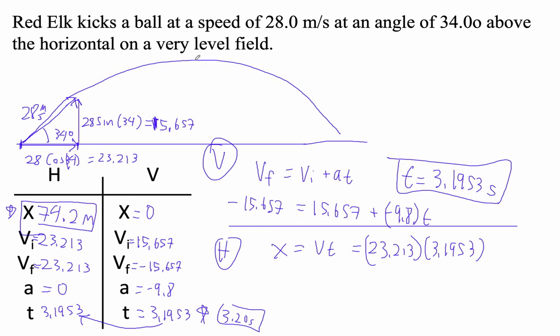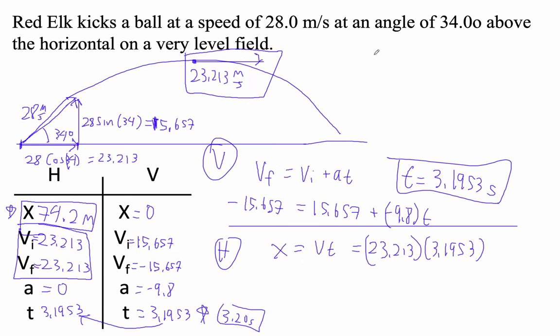Let's answer the question, what is the speed at that height? At the top, it's going to be moving perfectly horizontally. It has no vertical velocity, because if it did, it wouldn't be at the top. So the question is, what is its horizontal velocity? The horizontal velocity is what it always is, 23.213 meters per second. So the velocity at the very top is just the horizontal velocity that it has the whole time. At the very top, that's all it has.